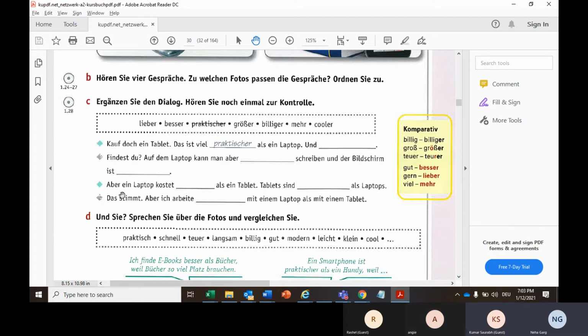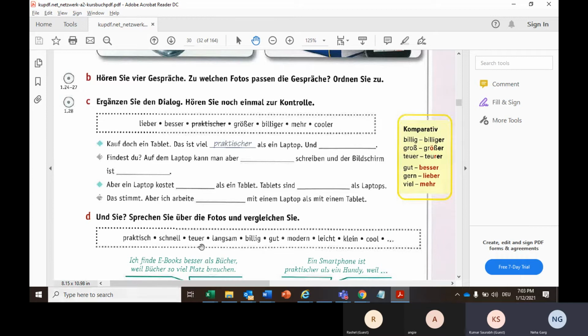Saurabh, your turn. Aber ein Laptop kostet mehr als ein Tablet. Tablets sind billiger als Laptops. Yes, was bedeutet das? So laptops are costlier than tablets. Billiger is like cheaper. Tablets are cheaper than laptops.